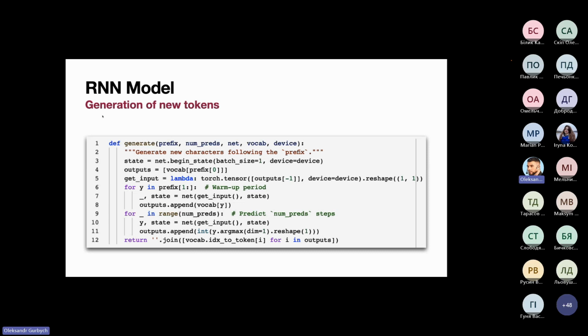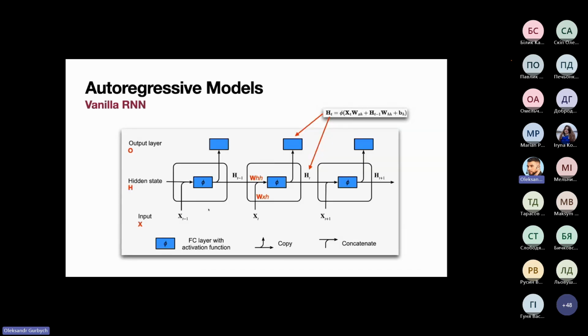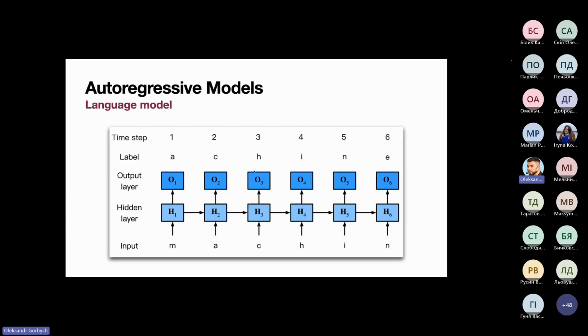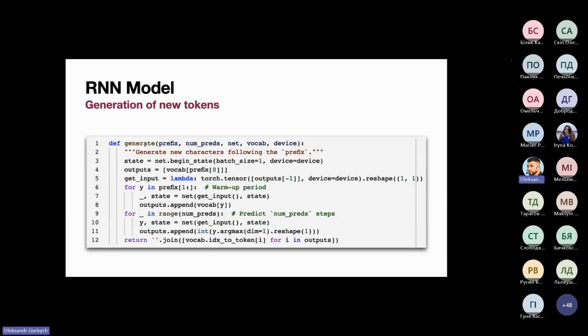Then imagine you train this model. You gave it tons of text and it learned to generate text. So actually the model became a language model. Why we did it in this assignment is to generate some text. So here what we do, we give it some prefix, the number of letters that we want to generate, a trained network, vocabulary, and device.